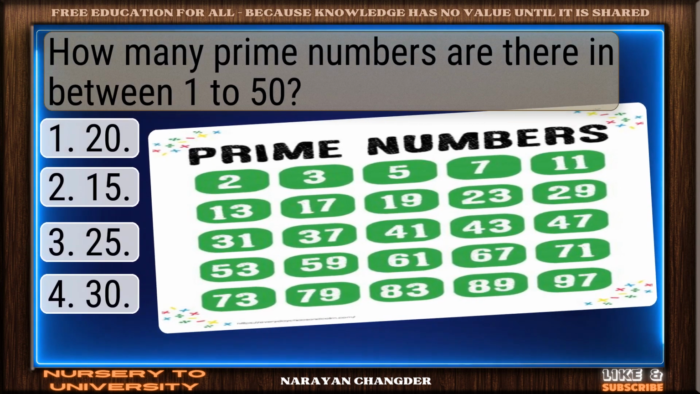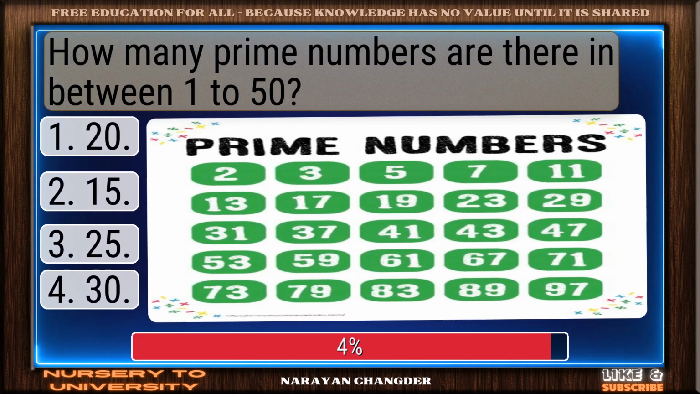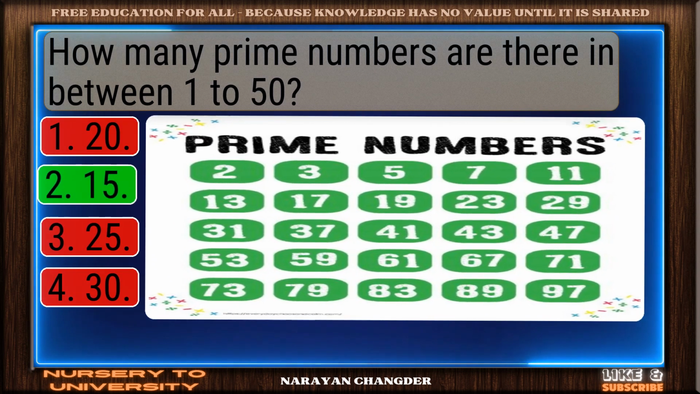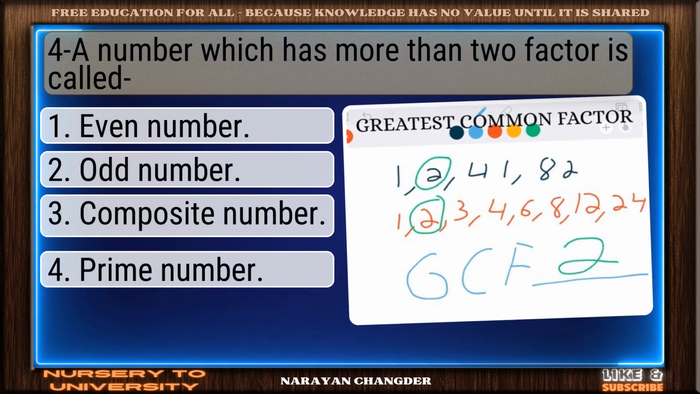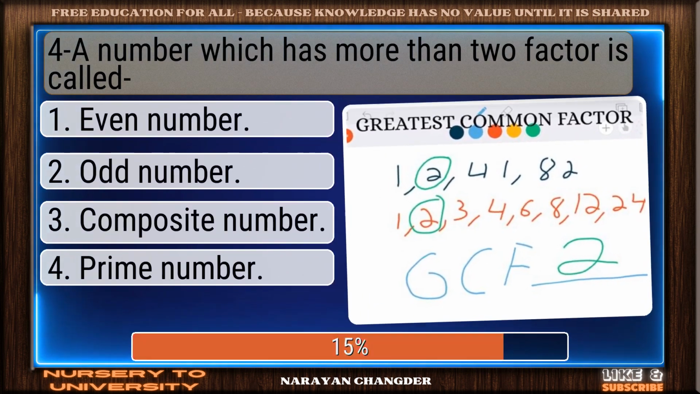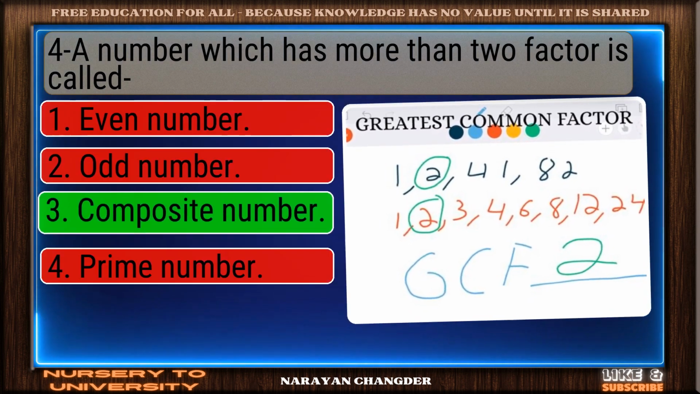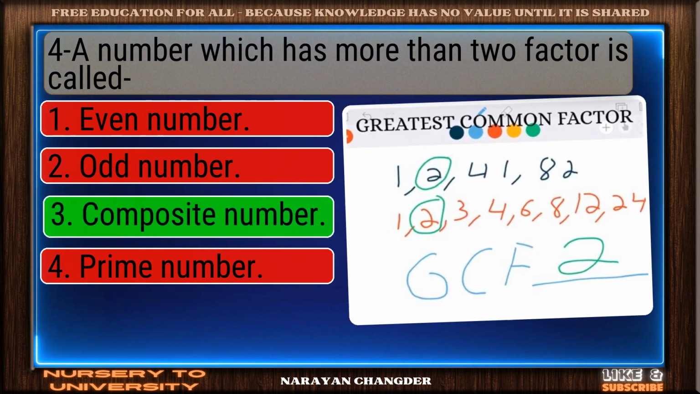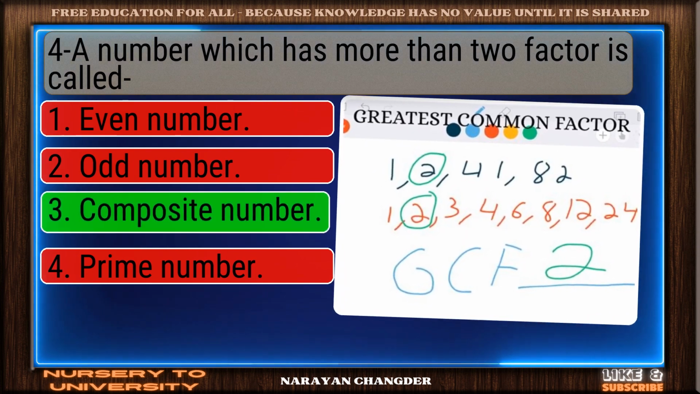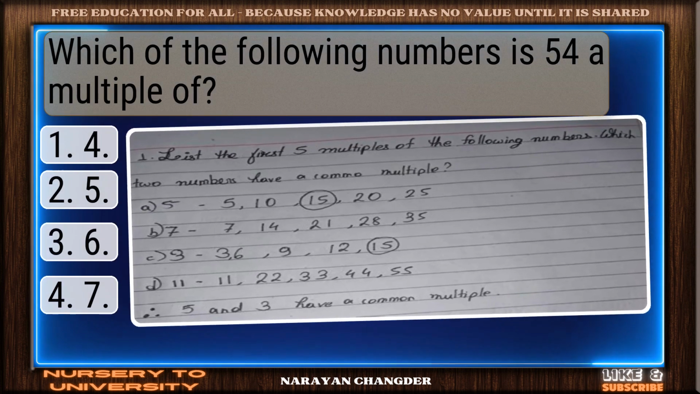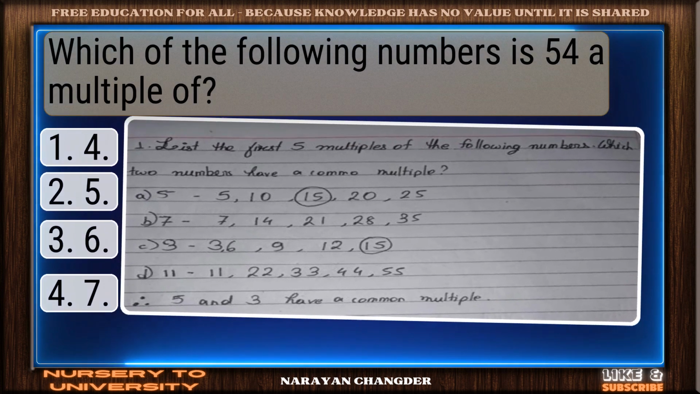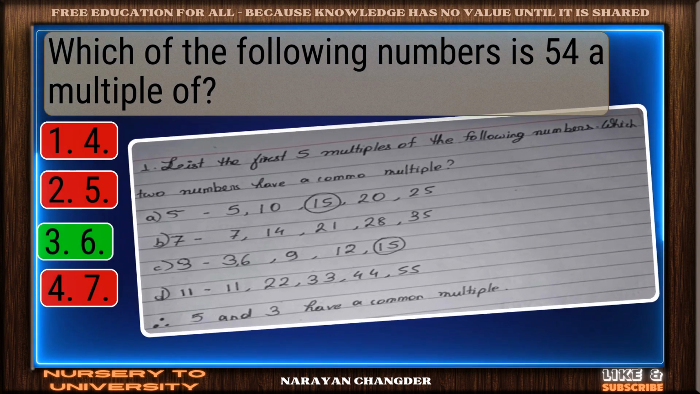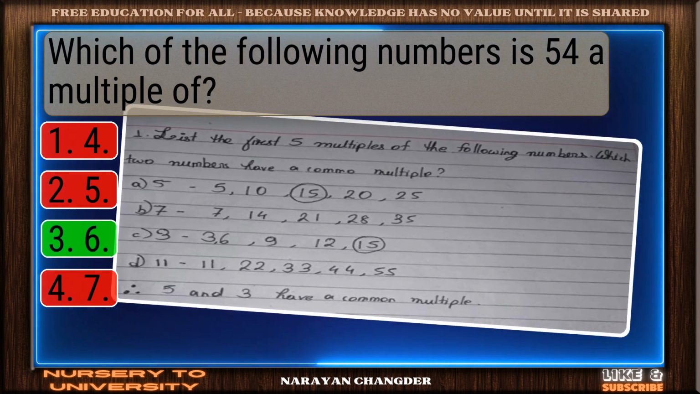How many prime numbers are there in between 1 to 50? Nicely done. 15 is a solid answer. A number which has more than 2 factors is called. Clear logic. Your choice, composite number, is sound and 100% true. Which of the following numbers is 54 a multiple of? Good job. Your answer 6 works well here.